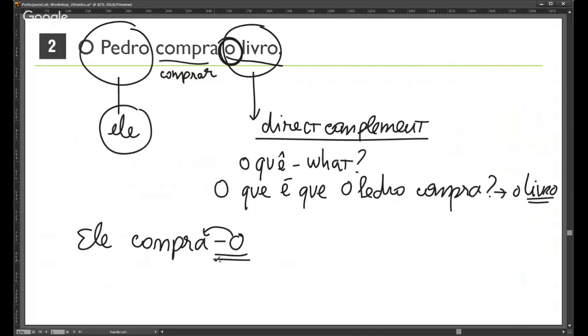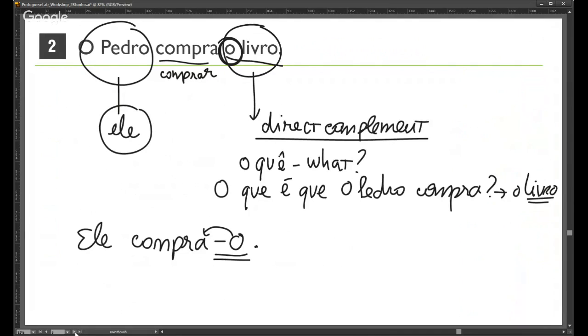Okay, so far so good. So you don't have to repeat, he buys the book, he buys it. Basically, this is what it means. But you know you can have masculine nouns, you can have feminine nouns, singular and plural. So for all these options, you'll have different pronouns.